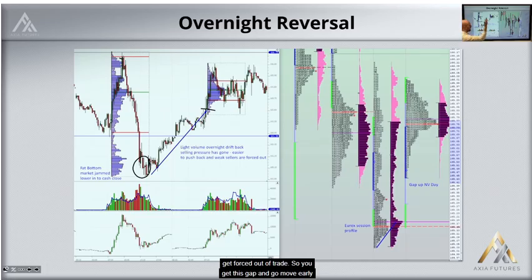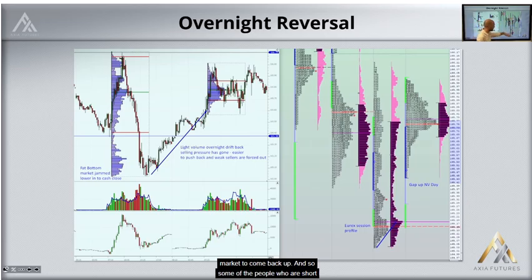So you get this gap and go move early on because of the fact that all of these people selling it down here couldn't get through the passive buyers and the market gets floated back against them. So it's not so much a case that the buyers have been majorly strong here. It's more a case that as the passive selling goes away, once you get past the close, the sellers aren't there for the market to come back up.